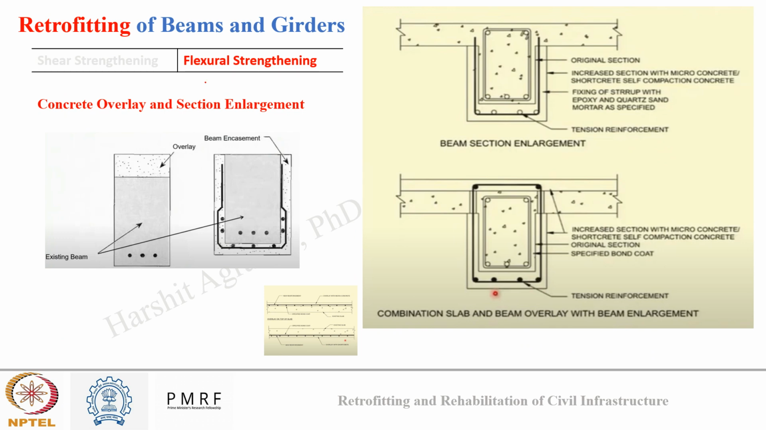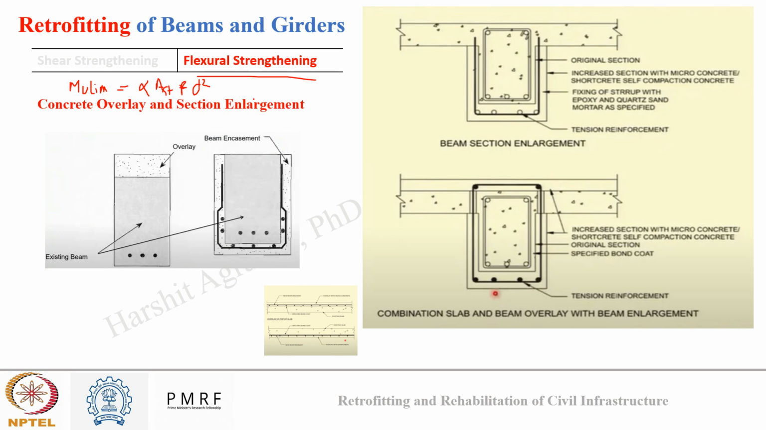Okay, by flexural strengthening, we mean to increase the bending moment capacity of a beam or girder. If we revisit the basics of beam design that one must have seen in the design of reinforced concrete as per IS 456, the bending moment of resistance of a beam is given by Mu limiting. It is directly proportional to the area of steel Ast and the square of depth, d square.